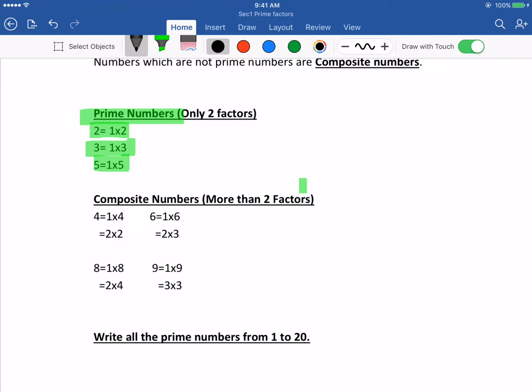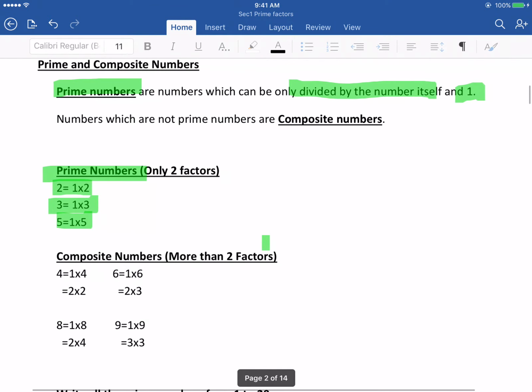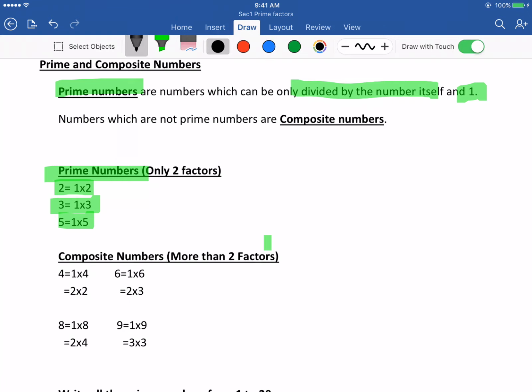Now, a few other examples of prime numbers. It can be, for example, 13. Why? Because 13 is 1 times 13. Another one is maybe 31, which is equal to 1 times 31. There are no other factors than 1 and 31.